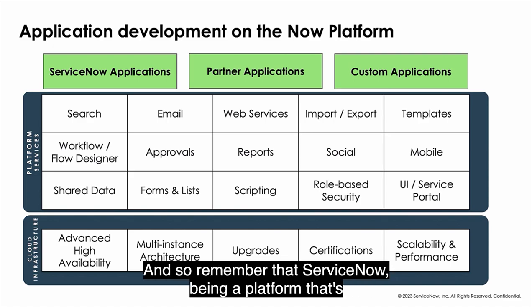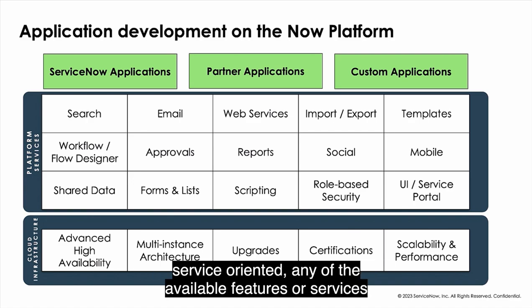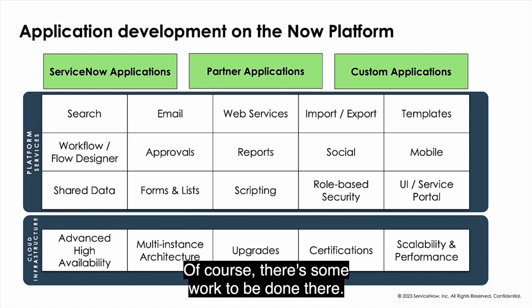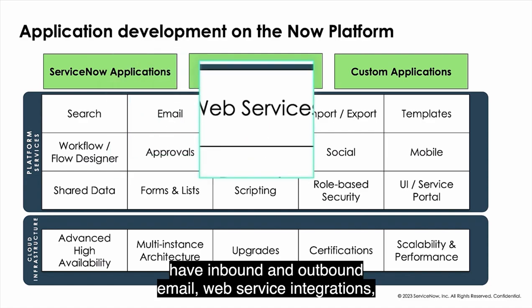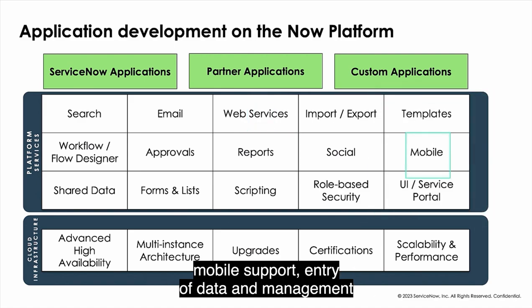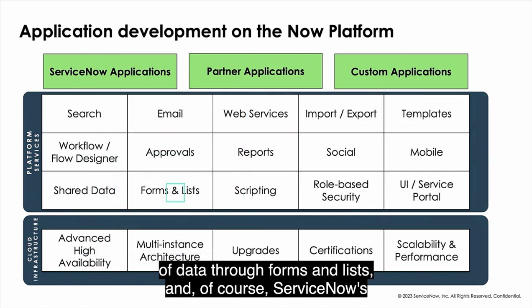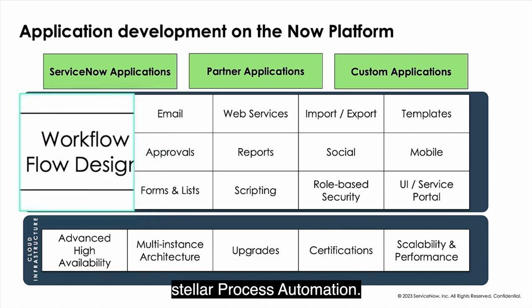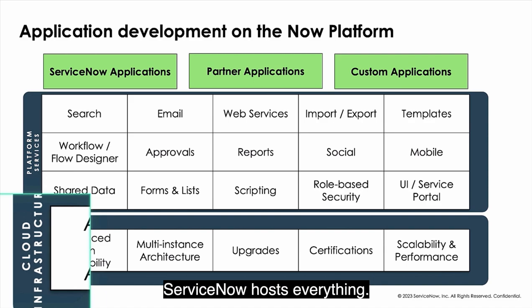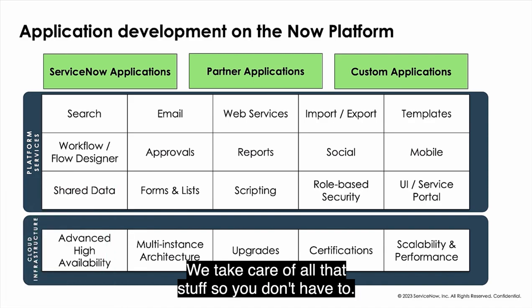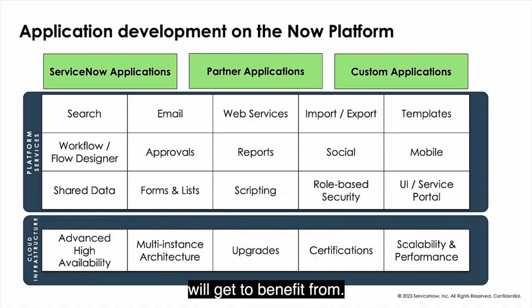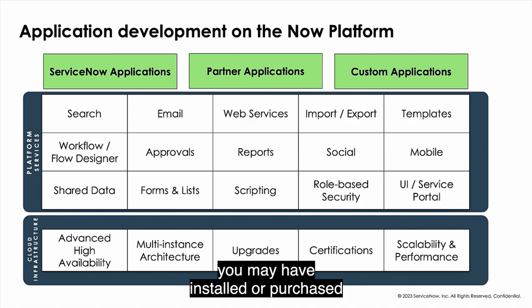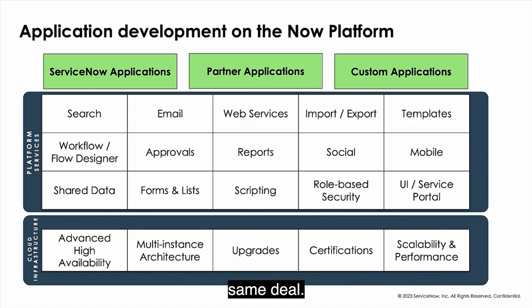And so remember that ServiceNow being a platform that's service-oriented, any of the available features or services in the product are available to your application. You don't have to figure out how to build those services. You just leverage them and stick them in your app. Of course, there's some work to be done there, but your application can quite easily have inbound and outbound email, web service integrations, mobile support, entry of data and management of data through forms and lists, and of course, ServiceNow's stellar process automation. And of course, unless you're an on-premises customer, ServiceNow hosts everything. We take care of all that stuff, so you don't have to, and we're pretty proud of our high availability, our upgradability, among other things here. And so these are all things that your application will get to benefit from, and of course, any of the applications you may have installed or purchased from the store or the plugins module, same deal. So we're off to a good start here.